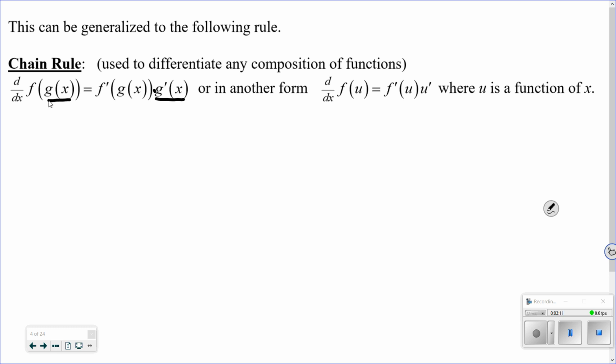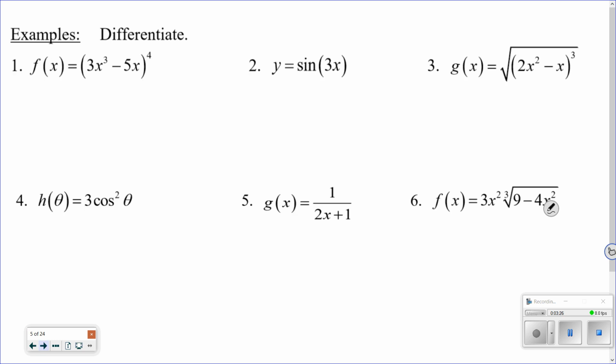This is another way to think about it. If I have the derivative of f of u, and u is a function of x, I take the derivative of the outside, f prime of u. Notice how the inside stays the same. And then you multiply it by the derivative of the inside. Let me show you some examples of how this works.